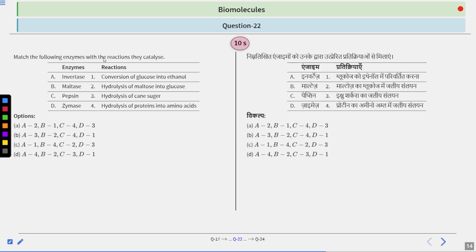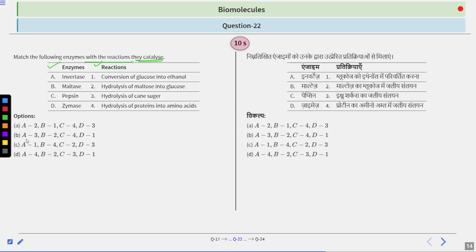Match the following enzymes with the reactions they catalyze. We have given a table in which enzymes and reactions are given in the two columns. We have enzymes as invertase, maltase, pepsin, and zymase. And in the reactions, we have conversion of glucose into ethanol, hydrolysis of maltose into glucose, hydrolysis of cane sugar, and hydrolysis of proteins into amino acids. You have to match the enzymes with the correct reactions they catalyze.